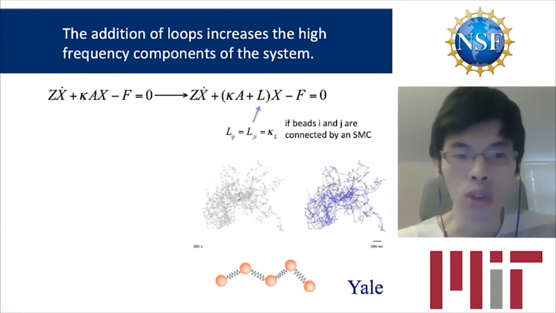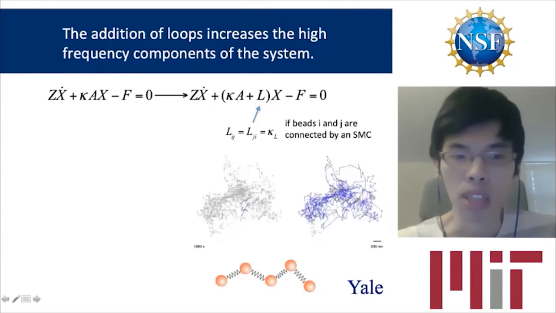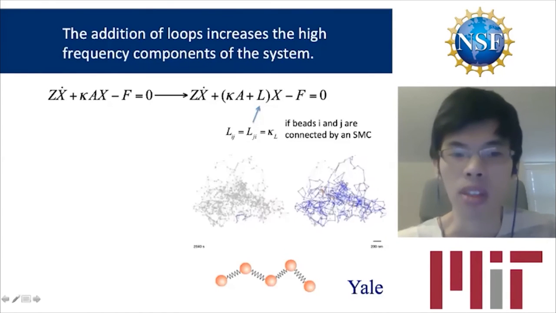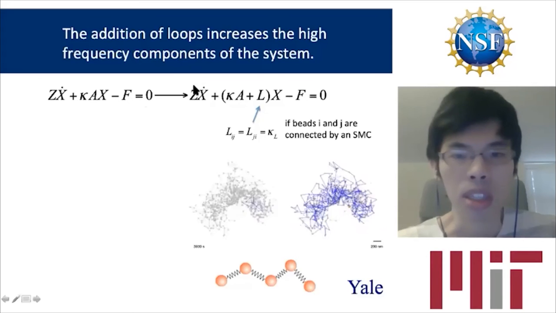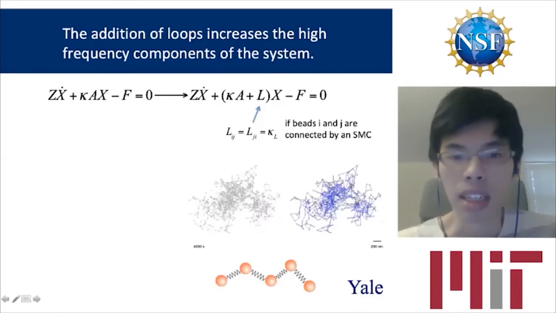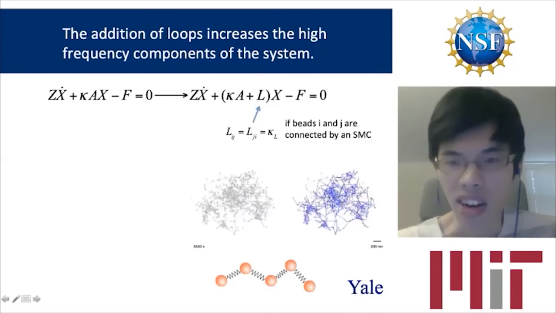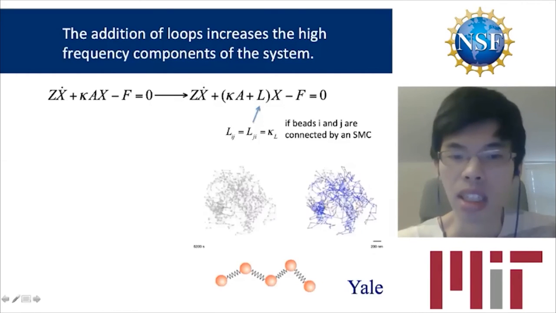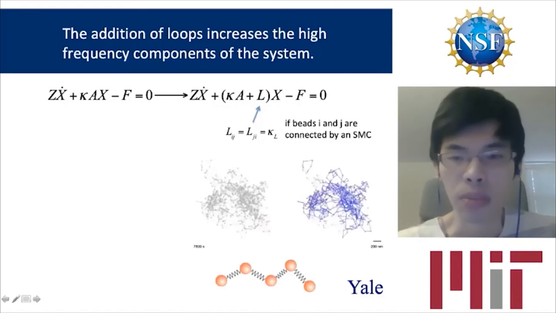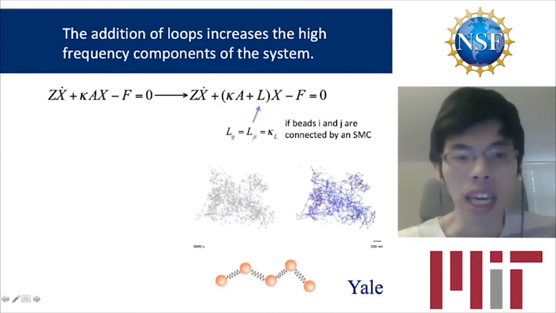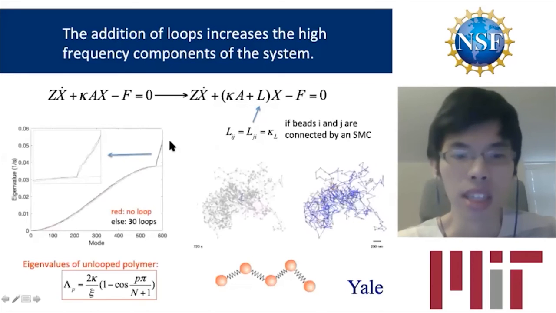To introduce loops into the Rouse model chain, the loops are modeled as additional harmonic bonds between two beads at loop bases. So the dynamic matrix kappa A is replaced by kappa (A plus L). If beads i and j are connected by an SMC, the far from diagonal terms appear as an additional spring. So we solve for the eigenvalues and eigenmodes numerically. And here is an example.